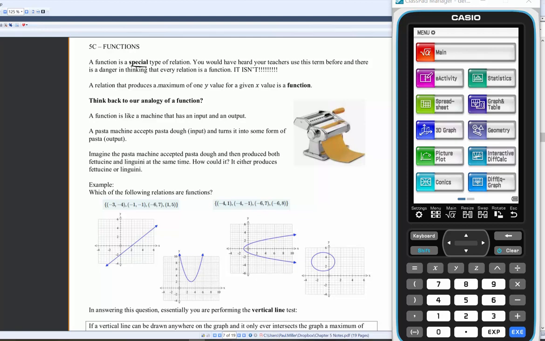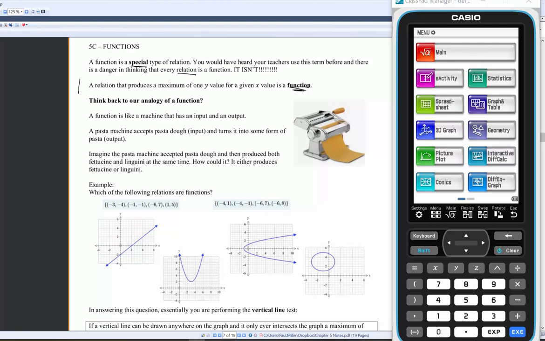I'm sure I've used it many times, but the thing about this is that not every relation is a function. There are some relations that simply can't be classified as functions. So here's the definition of a function. This is what it boils down to. A relation that produces a maximum of one y value for a given x value is a function. So basically, if you put x into a function and it spits out only one y value, then we've got a function.